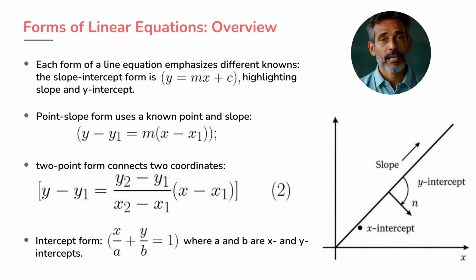We also have the intercept form x divided by a plus y divided by b equals 1. Here, a is the x-intercept and b is the y-intercept. And finally, the normal form x cos alpha plus y sin alpha equals p. This uses the perpendicular distance p from the origin and angle alpha made with the x-axis.